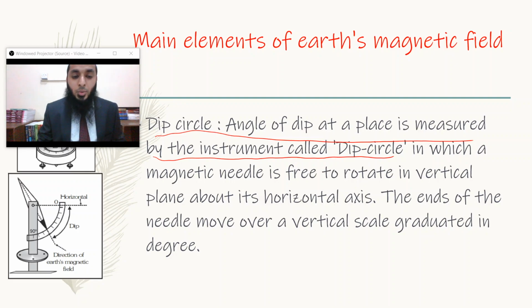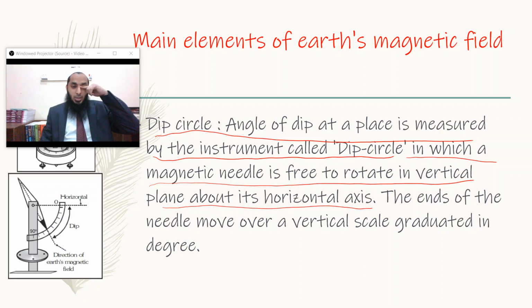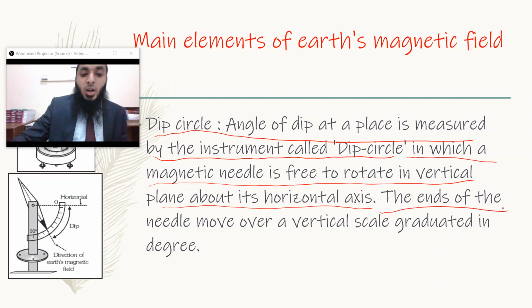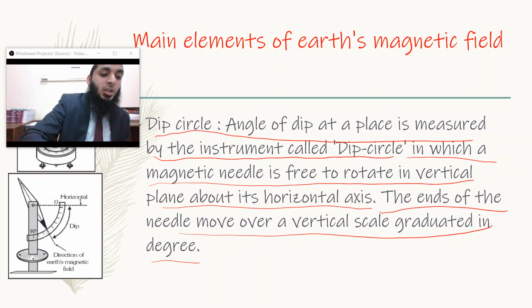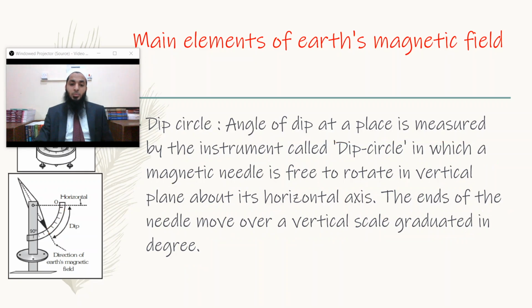Okay, so let's continue. This is the dip circle in which a magnetic needle is free to rotate in a vertical plane about its horizontal axis. The ends of the needle move over a vertical scale graduated in degrees. So this is the end of the needle. It will move over the vertical graduation shown there, and it will measure the angle of dip.